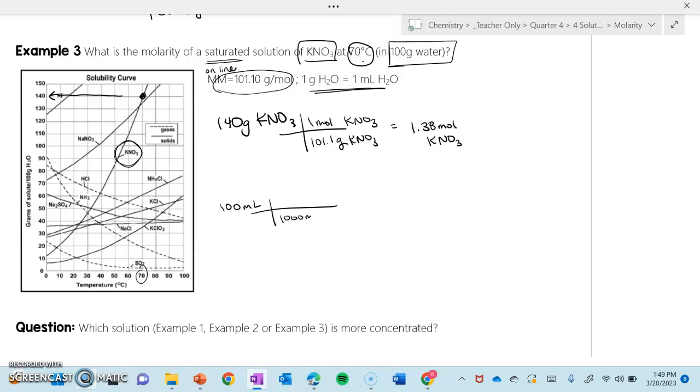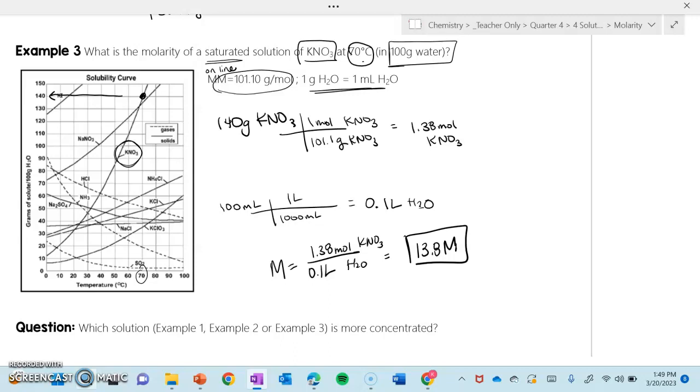And if we use our divide by 1,000 conversion factor, we're going to get 0.1 liters of water for our solvent. So now we are ready to rock and roll with our molarity calculation. 1.38 moles, 0.1 liters. That gives us a molarity of 13.8 molar, or moles per liter. Remember, capital M means moles per liter.